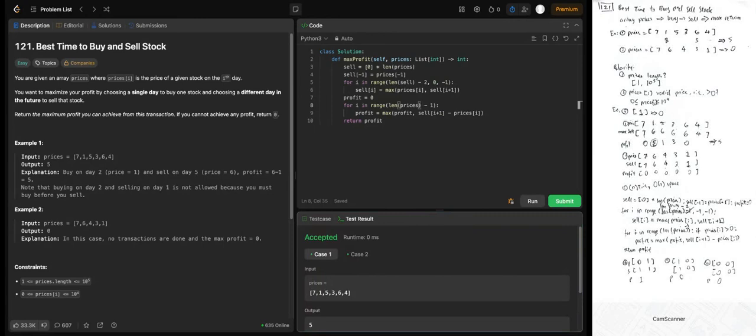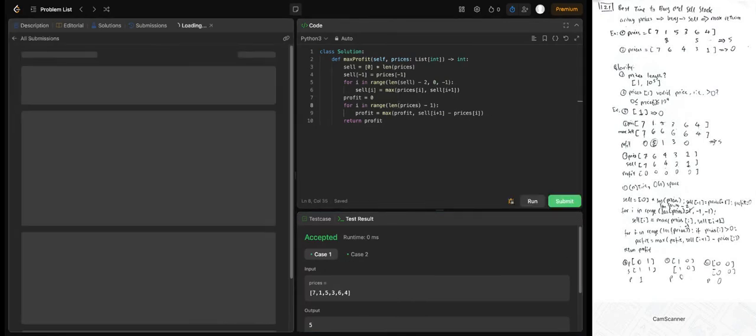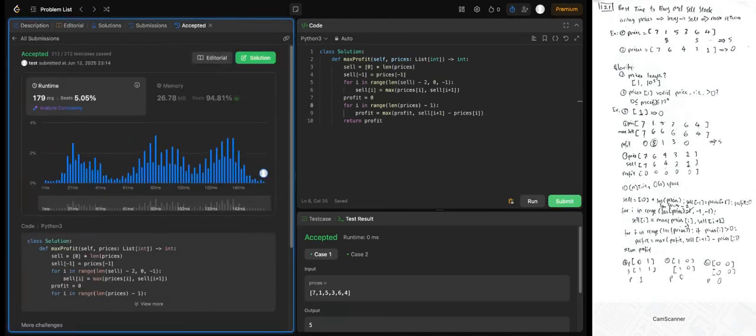We have some time to look into it again. The sell at i is prices of i and the future sell price. Profit is 0, updated as we buy it today. Profit, yeah. This should be correct. Let me try to submit it. And yep, we got an accepted answer.